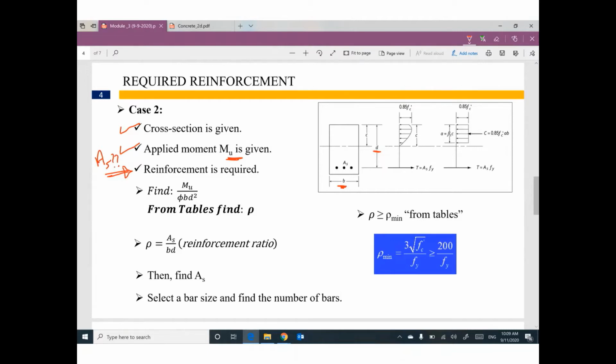We will find a factor or value called M ultimate divided by phi times b times d squared. b is the width of the cross section. d is the depth of the steel reinforcement. Phi, we will assume to be 0.9. Be sure that your M ultimate is in pound inch.